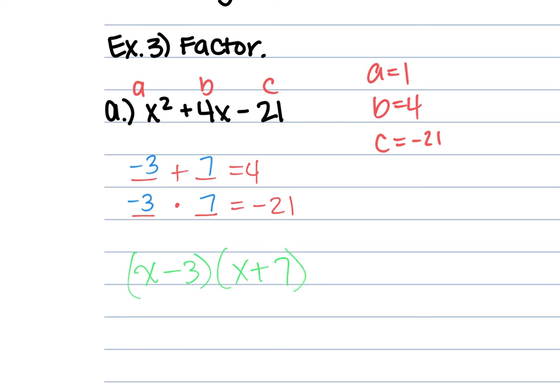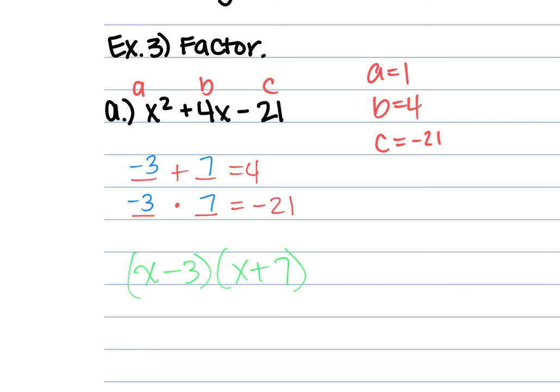Now, the reason that we have a positive factor and a negative factor is because this C term is negative. Do you guys see that? Now, one more hint for you guys. If B is positive, the larger factor needs to be positive. Do you guys see why? Because when you add them together, it's going to say positive. So the bigger number needs to be positive. If B was negative, which number would need to be negative? The bigger number. So if this was -4, the bigger number, which is 7, would need to be negative. Do you guys see the difference there?